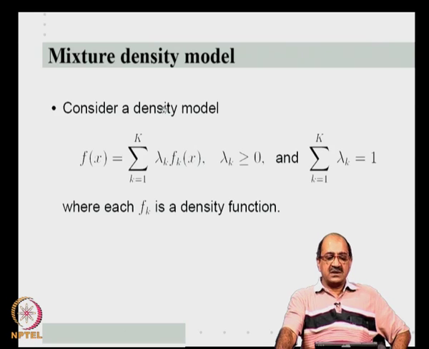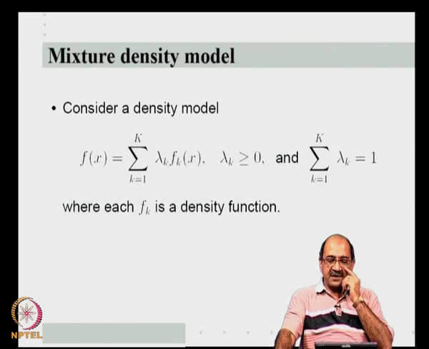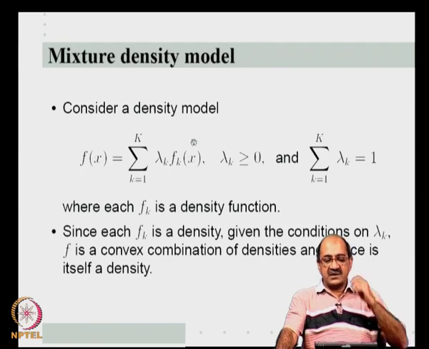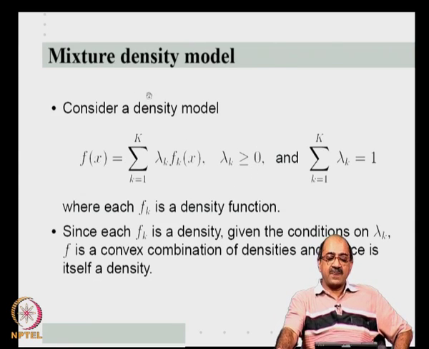So, this is the mixture density model. Consider a density model where the density f(x) is given by the summation over k going from 1 to capital K of lambda_k f_k(x), where lambda_k are greater than or equal to 0 and the lambda_k sum to 1, and each of the f_k's is a density. Of course, they may be the same kind of density or different kinds of densities, that does not matter, but each f_k is a density. Since each f_k is a density and all the lambda_k's are positive, the summation of lambda_k f_k will be positive.